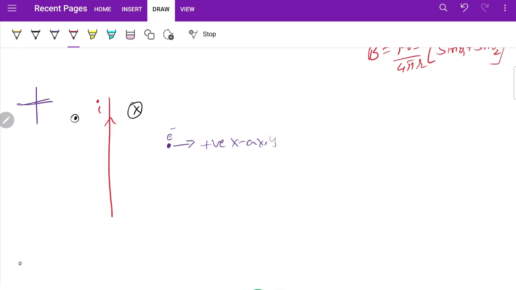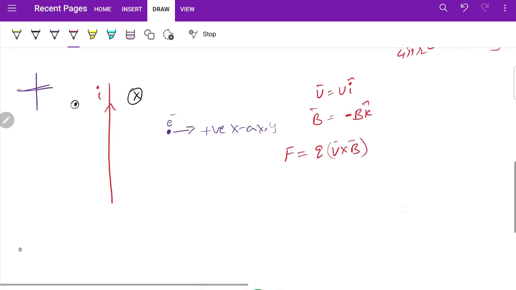So here the particle velocity V is along the x-axis direction, i cap. And the magnetic field direction is along the negative z-axis direction. Why? Magnetic lines are going into the plane of the paper. Then the force acting on the particle is given by Q into V cross B. Right? Lorentz force.